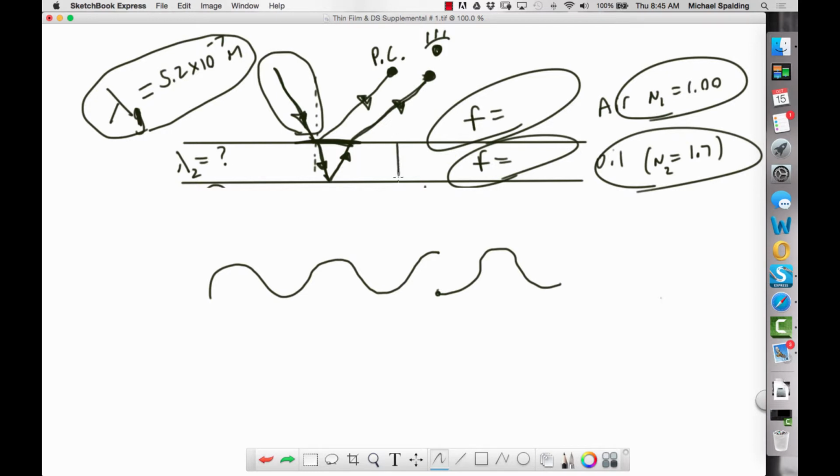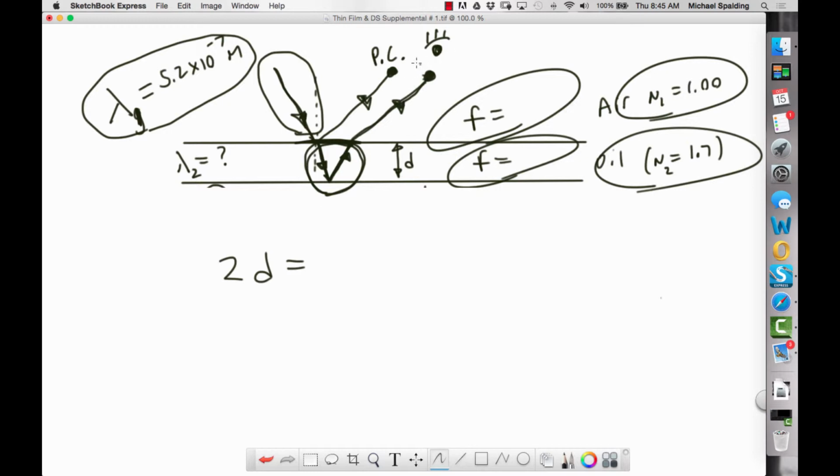So if we say the thickness of the film is D, what's the extra distance that this guy traveled, approximately? 2D. So we're going to say 2D, which is, you know, he goes down, up. We're going to approximate that to 2D. In order for this ray to be in phase with this ray, should the extra distance traveled be equal to one whole wavelength? No. Or should it equal a wavelength over 2? Wavelength over 2, right? That's the equivalent to a phase change.